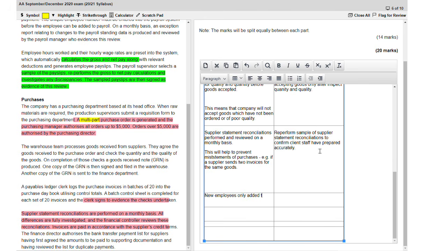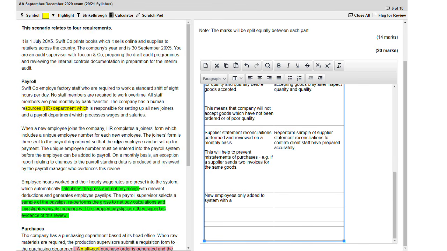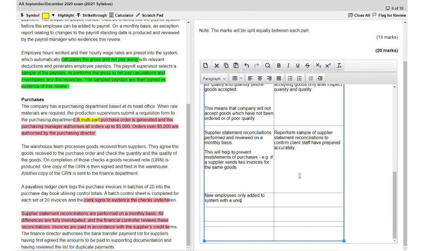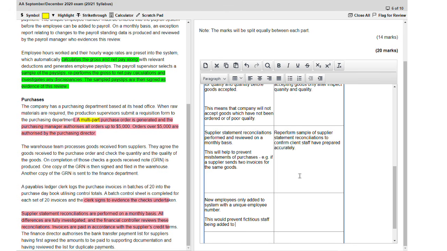Are only added to the system with a, what do they call it? We said before, a unique employee number. So clearly that would stop fictitious employees being entered onto the system if the payroll clerk wanted to put her 7 sisters on the system. So this would prevent fictitious staff, much better word I think than bogus, if you can spell it, being added to the system.